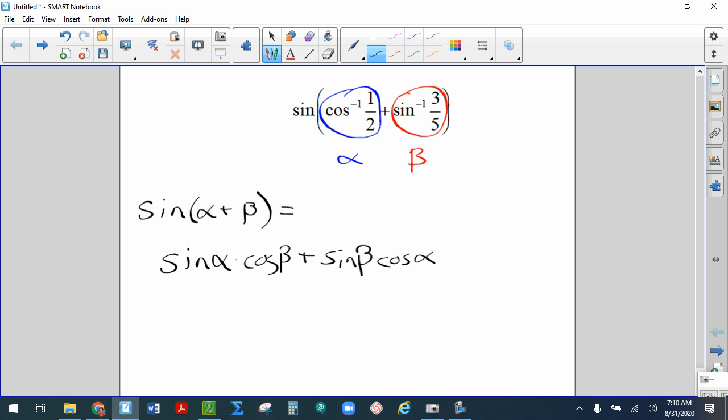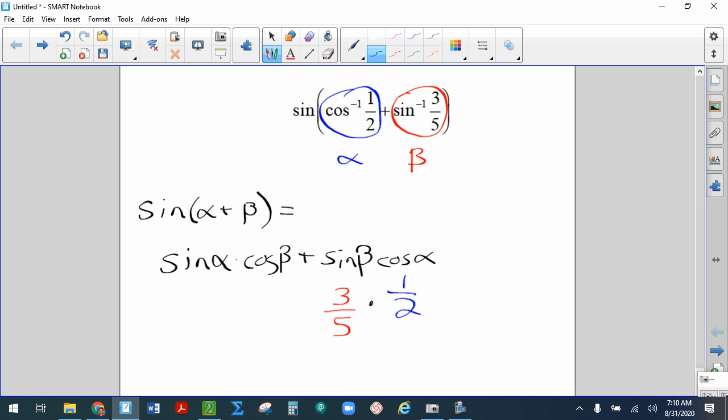So let's see. The blue one is cosine alpha already. Like the cosine of alpha is 1/2. And the red one, inverse sine of 3/5 equals beta. That means the sine of beta is 3/5. So that side is just going to be 3/10.